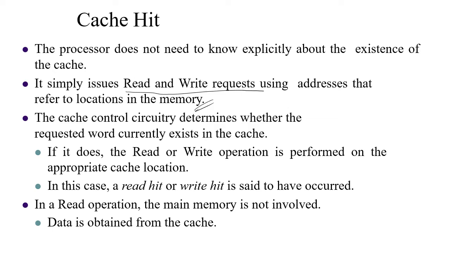So the cache control circuitry determines whether the requested word currently exists in the cache or not. If the word that is being accessed by the processor is present in the cache, then the read or write operation is performed on the appropriate cache location. In this case, a read hit or write hit is said to have occurred.